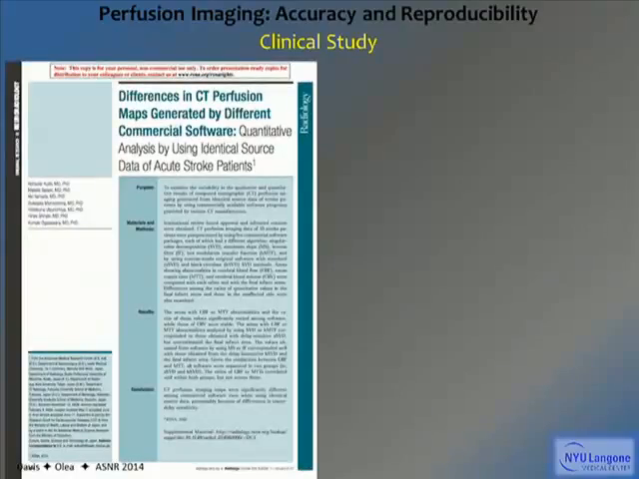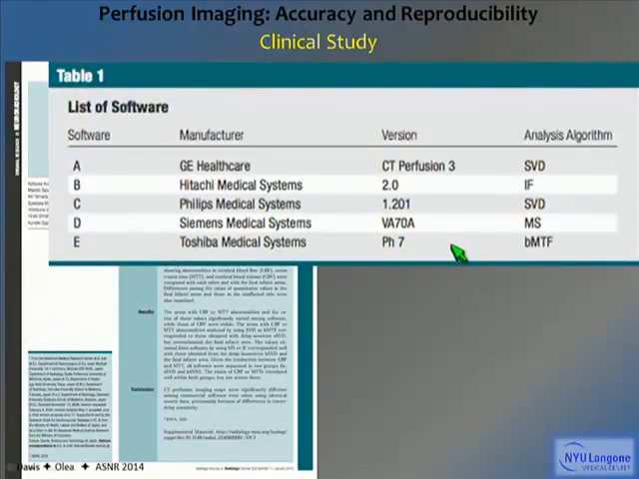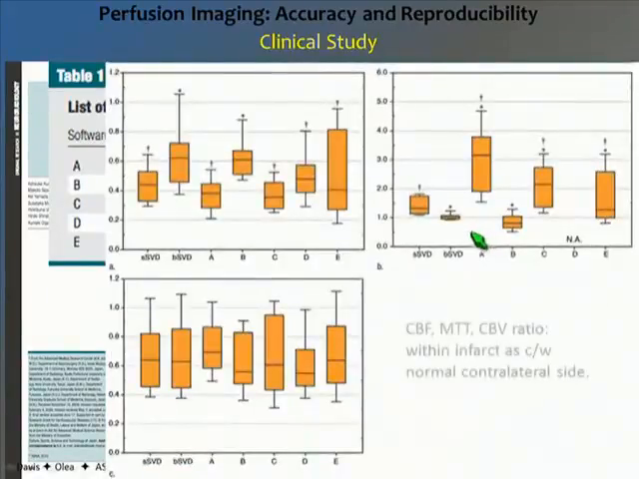So this is an article by Sasaki and Kudo, and in this article, they looked at 5 major manufacturers, all of whom have booths here at the ASNR, and they looked at their software, and they took infarct cases, and they determined the relative cerebral blood flow, mean transit time, and CBV compared with the contralateral hemisphere that determined what the ultimate infarct was shown to be. And what they found was, depending upon what software you used, your results were anywhere. There was no correlation between these software manufacturers.